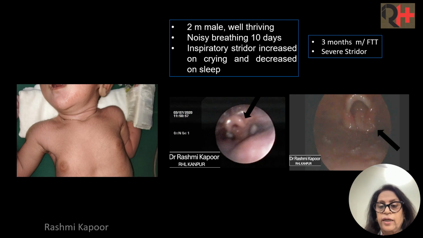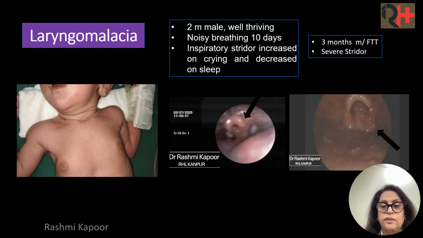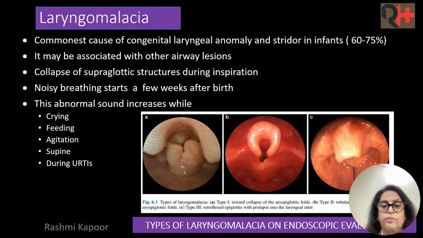And another child, 3 months old, with failure to thrive and severe stridor, we went ahead and did the bronchoscopy, and we saw that the aryepiglottic fold on the right side was going inside the glottic opening and blocking the glottic area. So that is the reason why he was failing to thrive. So this is laryngomalacia, which is the commonest laryngeal anomaly leading to stridor in infants.